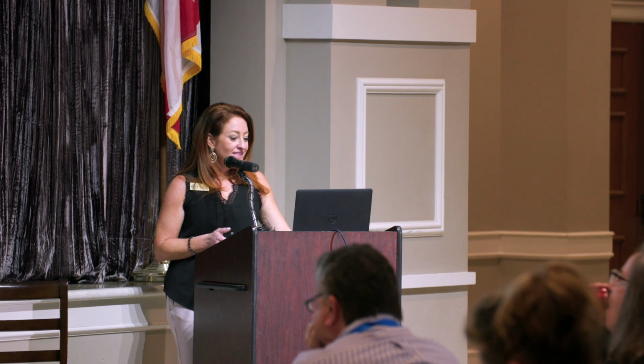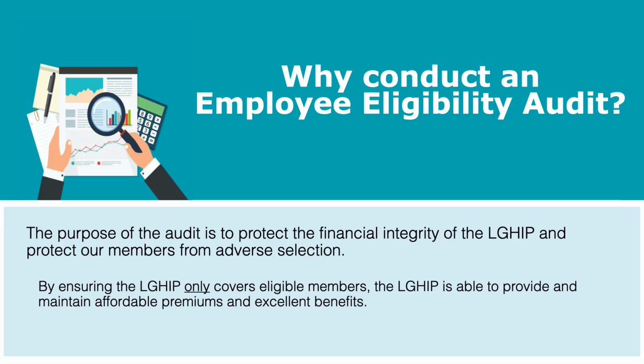It's my pleasure today to go over the purpose of our audit program and to guide our unit administrators through the process of completing an employee eligibility audit. The purpose of the audit is to ensure that our member units are in compliance with the plan's eligibility and enrollment rules. This protects the financial integrity of the plan and protects our members from adverse selection by ensuring the plan is covering all eligible individuals and not covering ineligible individuals.